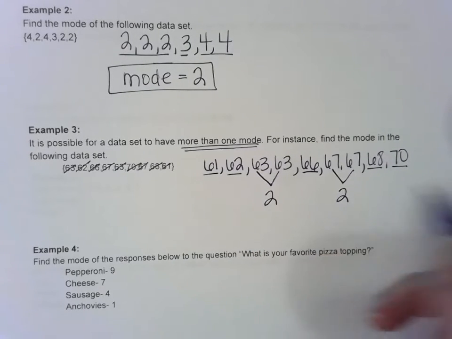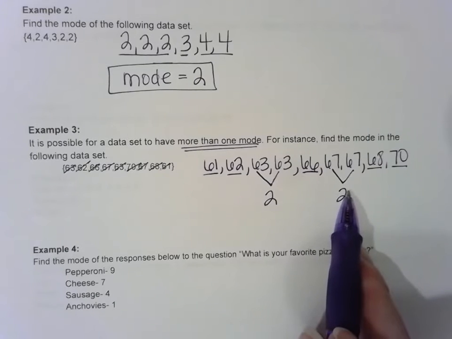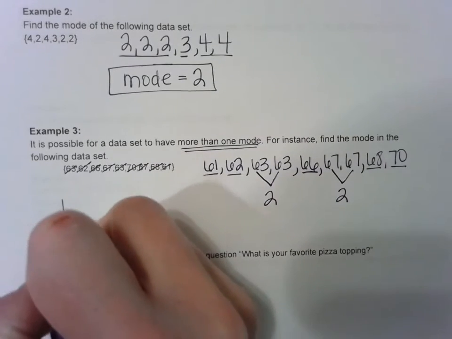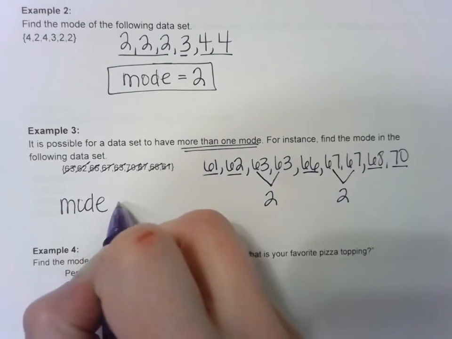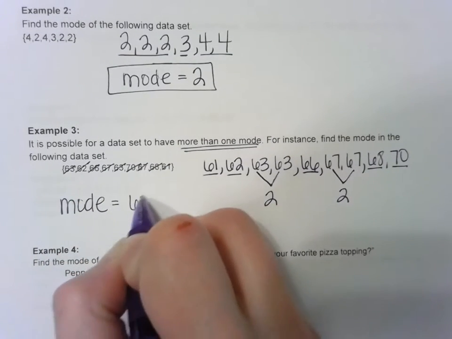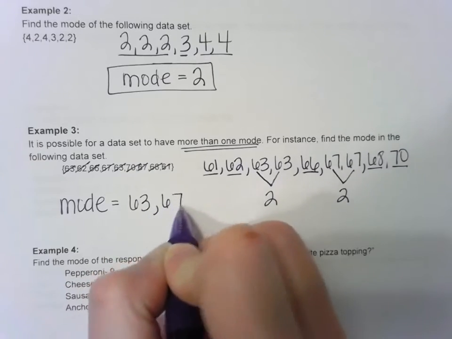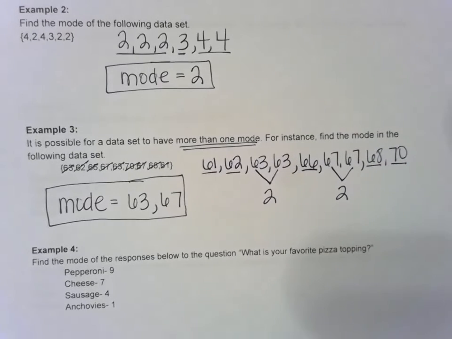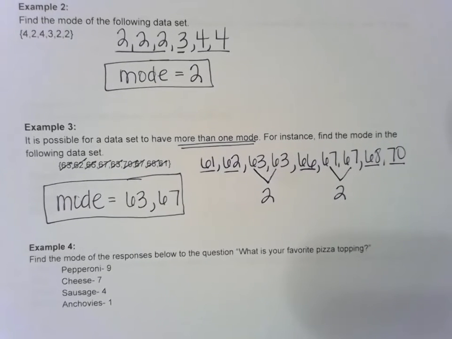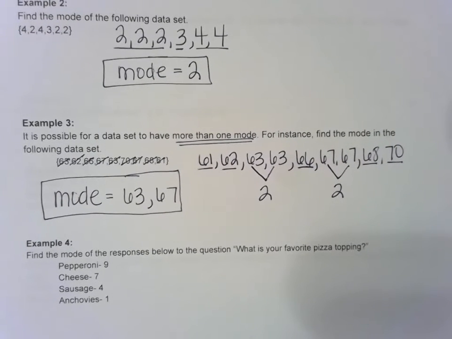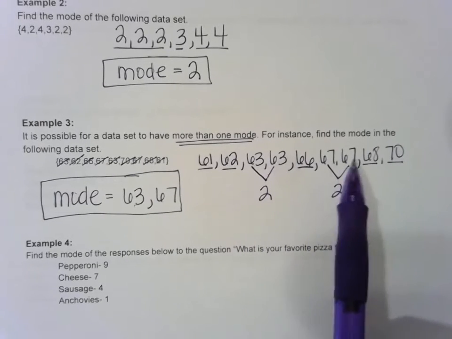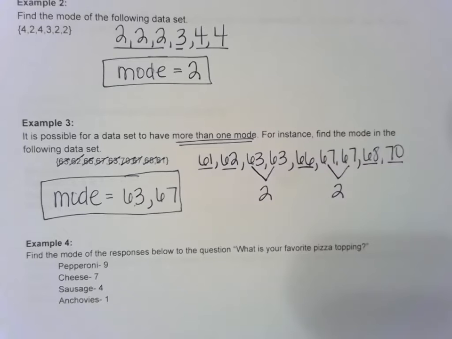Because there are 2 each, there isn't one number that shows up the most, there's 2. So actually the answer to this one, the mode is going to be 63 and 67. And that is possible. You can have 0 modes, 1 mode, 2 modes, 3 modes. You can have multiple modes as long as the numbers you're choosing show up the same number of times within that data set.